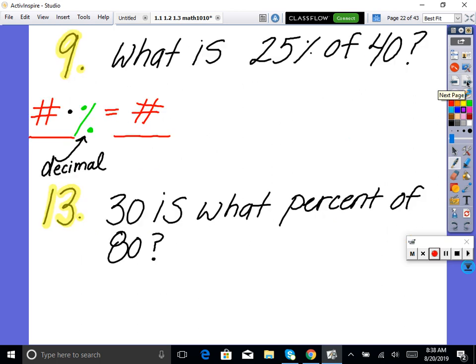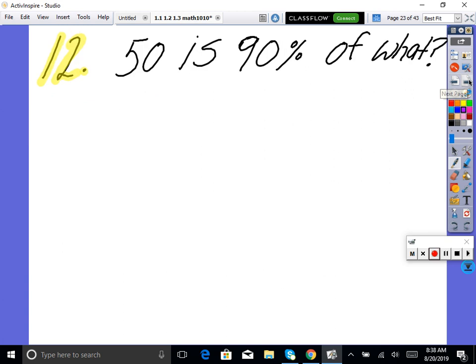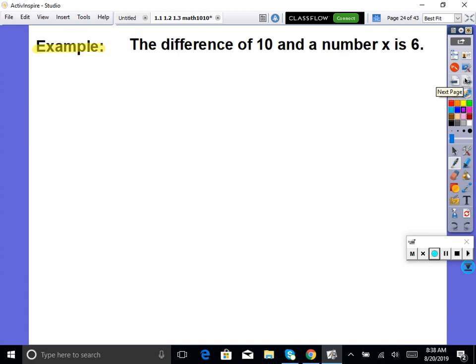So let's look at a few examples. We'll come back to the percent ones. Okay, let's look at this example. The difference of 10 and some number x is 6.